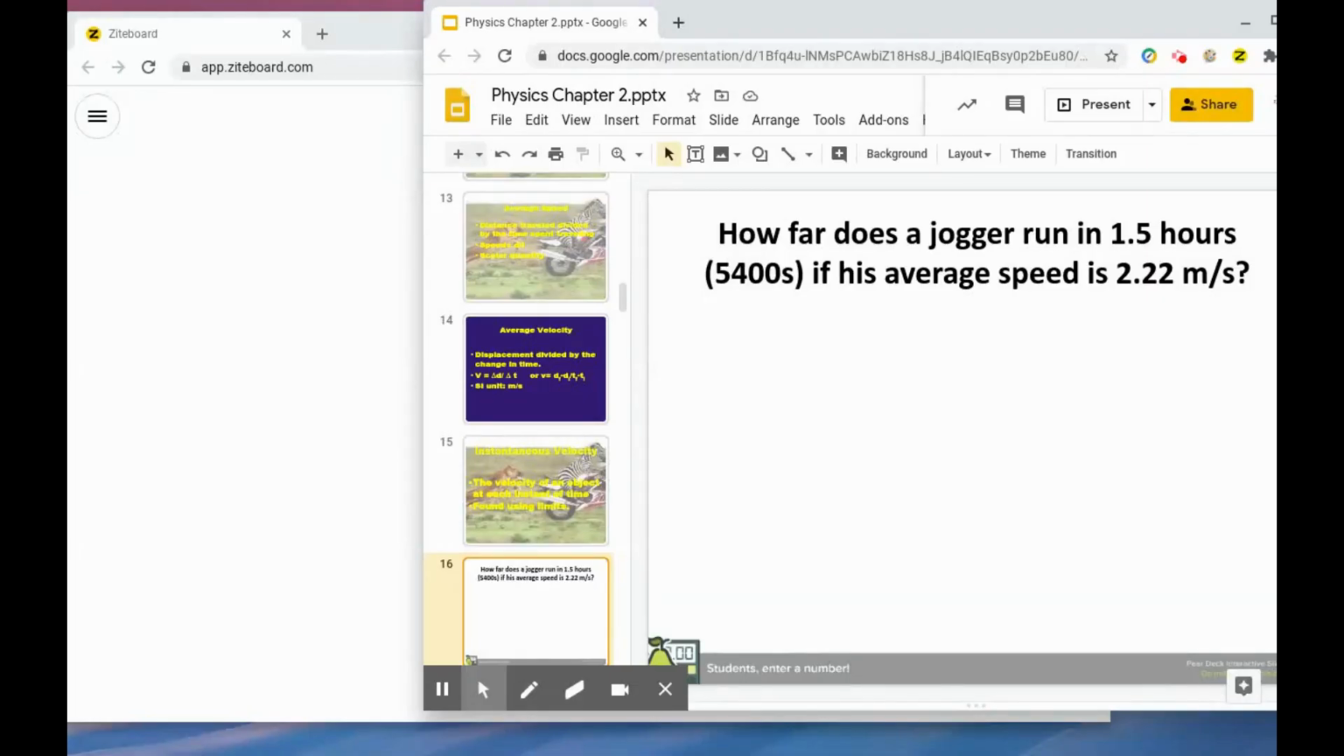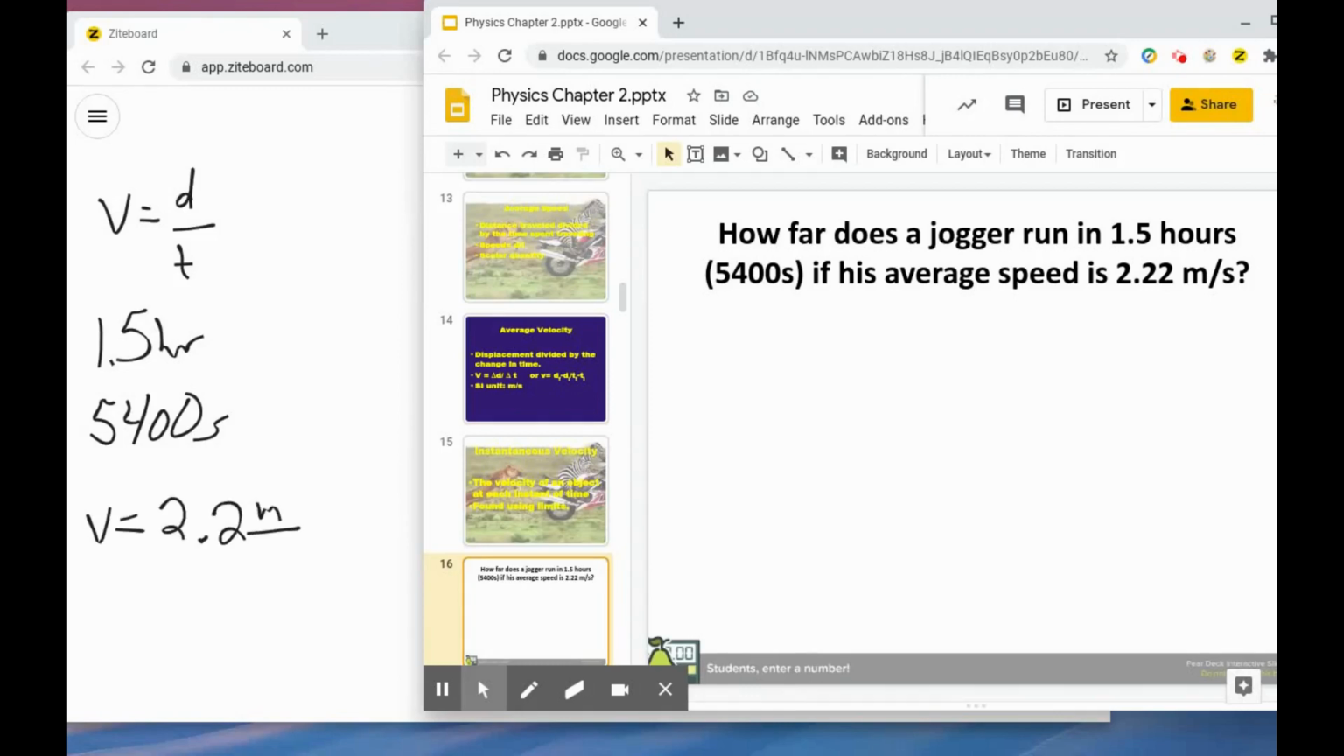As we look at some of these example problems, we're going to be using velocity equals distance over time. So if we look at this first one, it says we have a jogger who runs 1.5 hours, which is the same as 5,400 seconds. So that's our time. And then he has an average speed, and we'll interchange speed and velocity as we do these. So our V is going to be 2.2 meters per second.